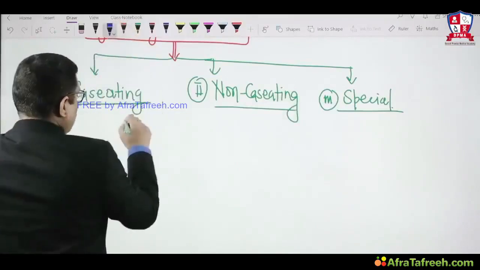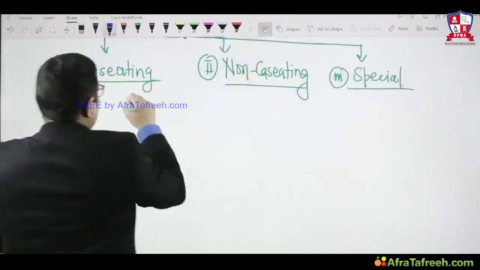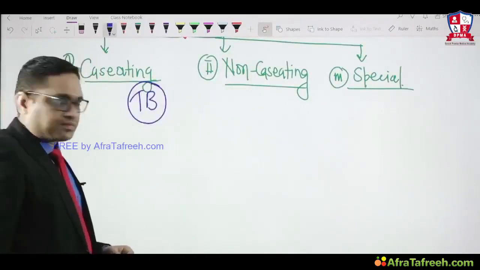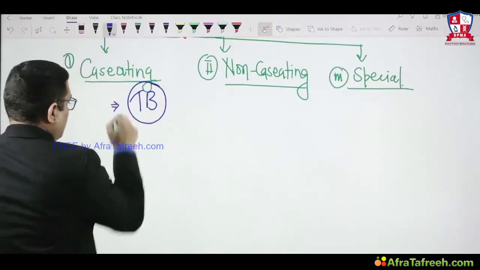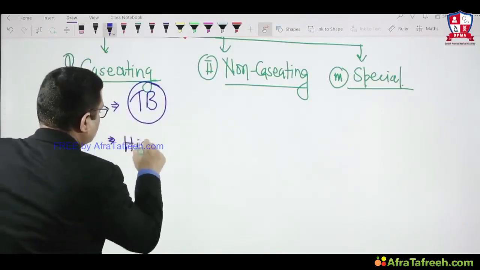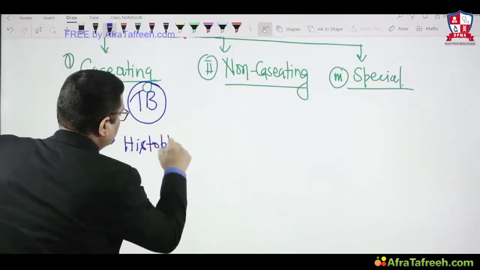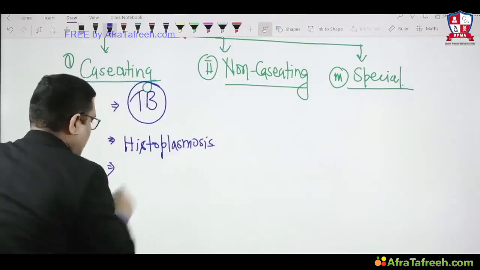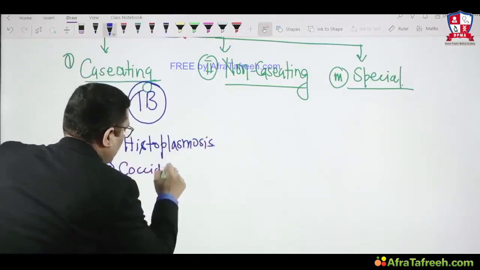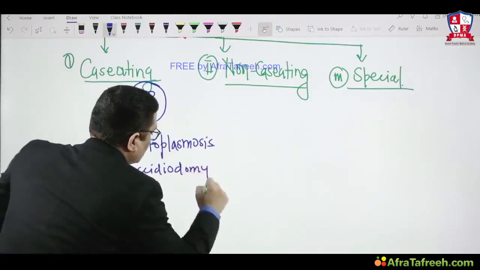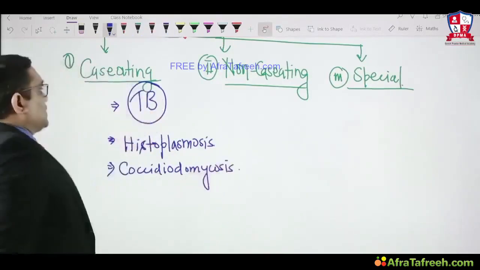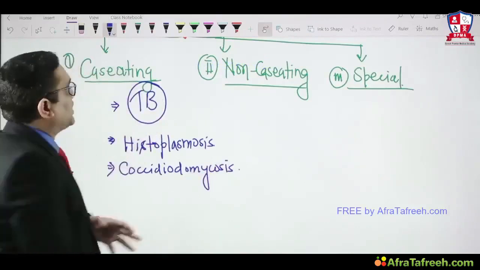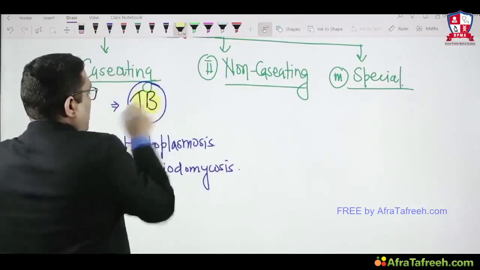Here we will keep the name of tuberculosis. TB is a caseating granuloma. Apart from TB, histoplasmosis is also an example of caseating granuloma. And one more fungal infection, coccidioidomycosis, is also an example of caseating granuloma. So these are caseating granulomas. Out of these three, what we need to understand is that TB is an important MCQ in the exam.